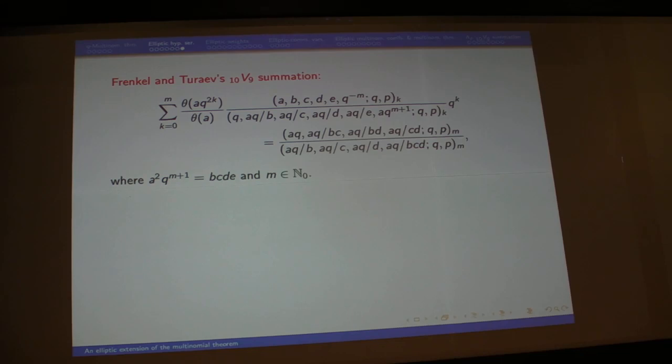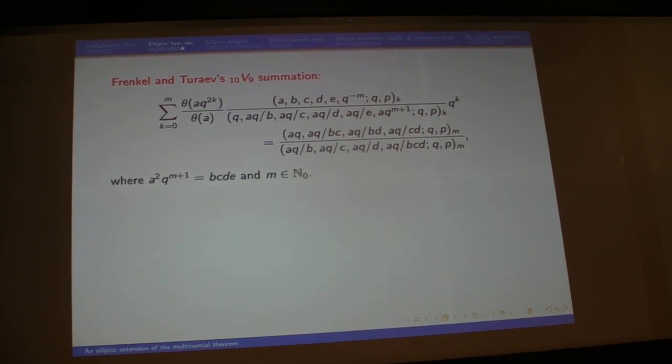So here's what I promised to show you: Frenkel and Turaev's 10V9 summation. It has many parameters, restricted by an elliptic balancing condition here. It's a terminating identity. In the limiting case, if you take p equal to 0, it's just a rational function identity. But here we have sums of theta functions.